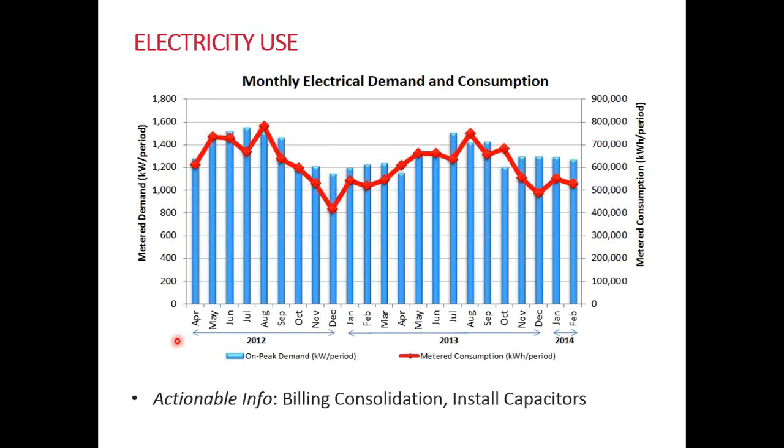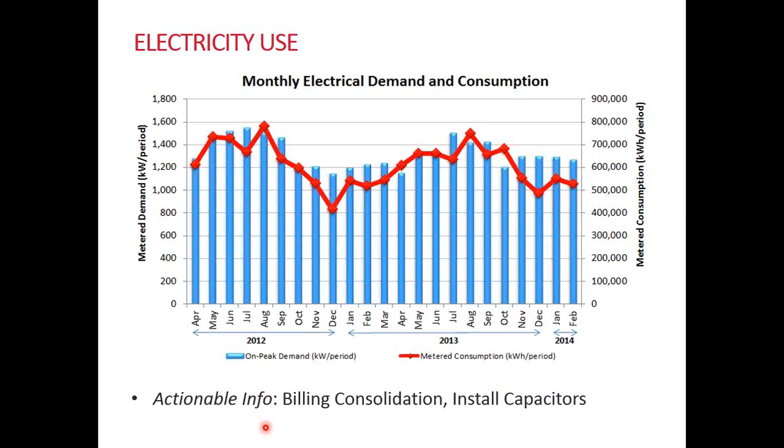So next, looking at the trend of their electricity use, things we look for here, well, first of all, the blue bars are their on-peak demand, and the red line is their meter consumption in kWh per period. So what we look for here is any trends. There's a clear seasonal trend here, so what we'd ask them at this point is, do you have space cooling in the facility? And there's also a really high baseline here. So we'd wonder, what's contributing to that baseline? What pieces of equipment are you leaving on? Things like that, lights left on.